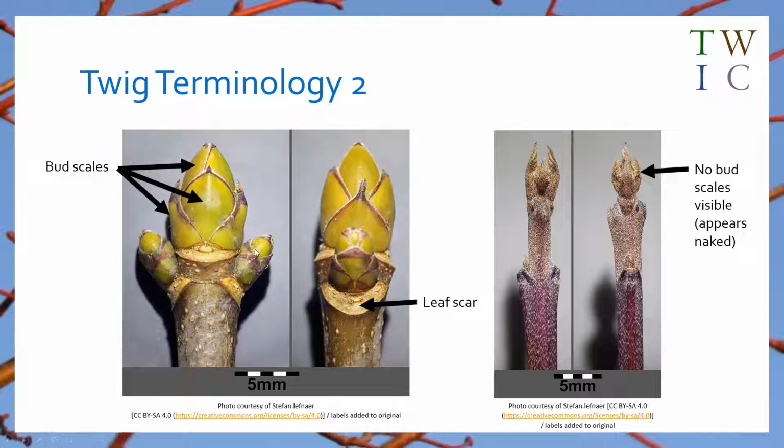Not all trees have bud scales, however. So you do get some that are effectively naked, like this species on the right here. So you can see effectively all you have is the new folded leaf. So it's not protected by anything in this instance. So that's fairly unusual. So most trees have bud scales.